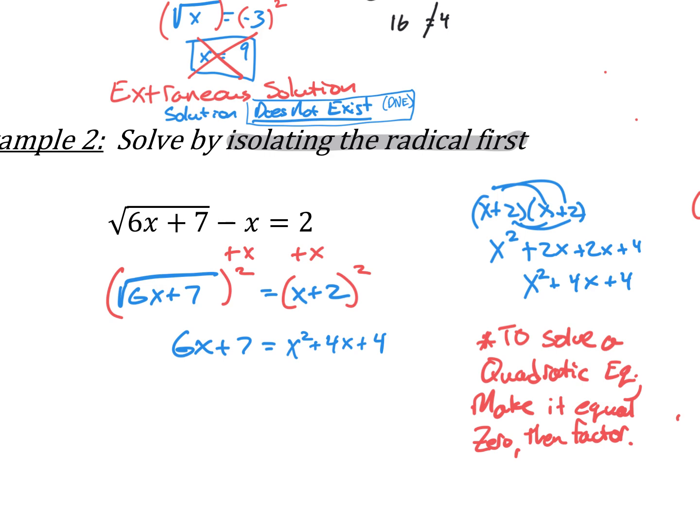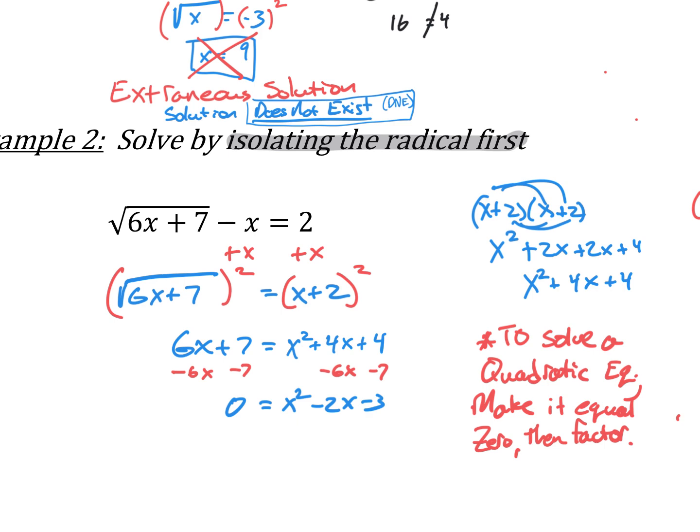So we want to make this equal to 0. We want to get everything onto the side with the x squared. Whatever side the x squared is on, we're going to move things that way. So we're going to subtract 6x from both sides, and we're going to subtract 7 from both sides. And that'll leave us with 0, and negative 2x, and negative 3.